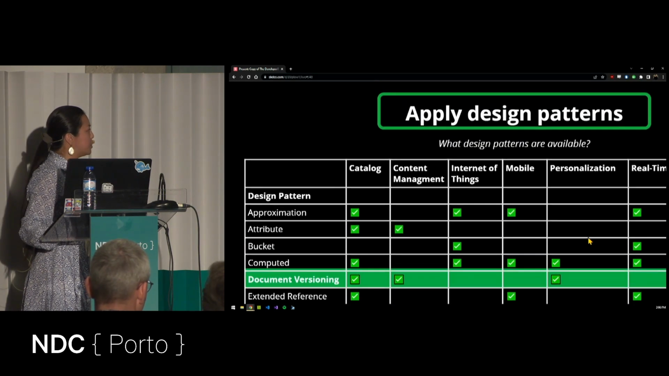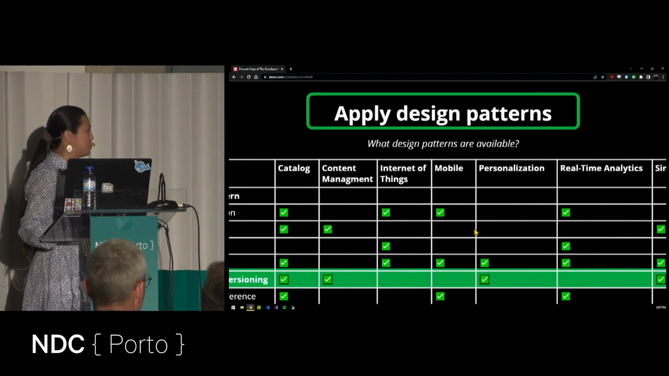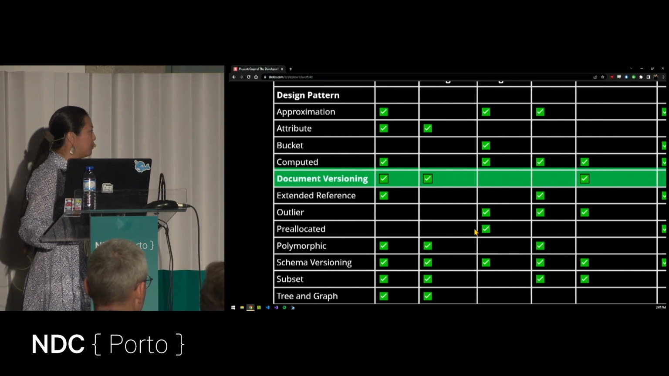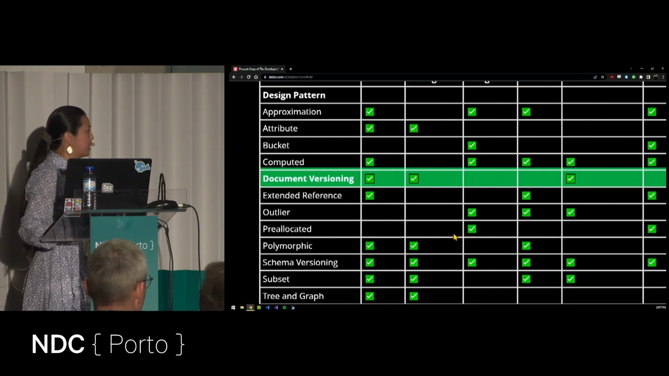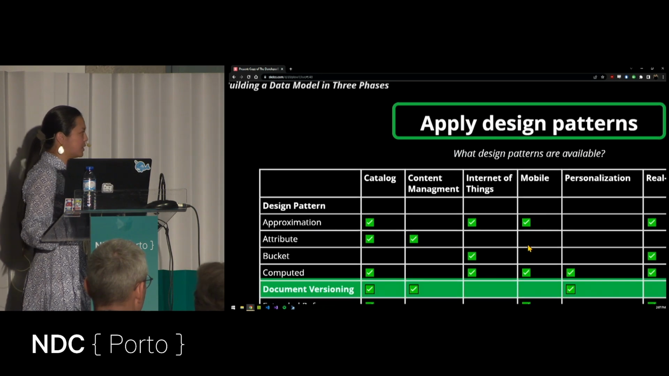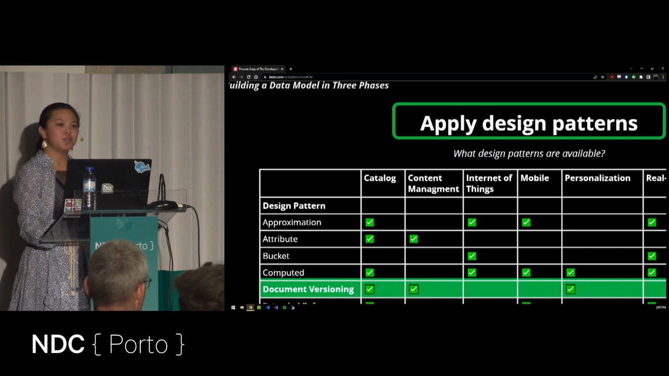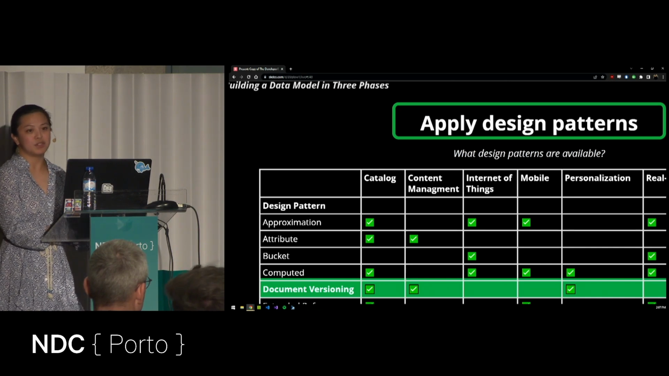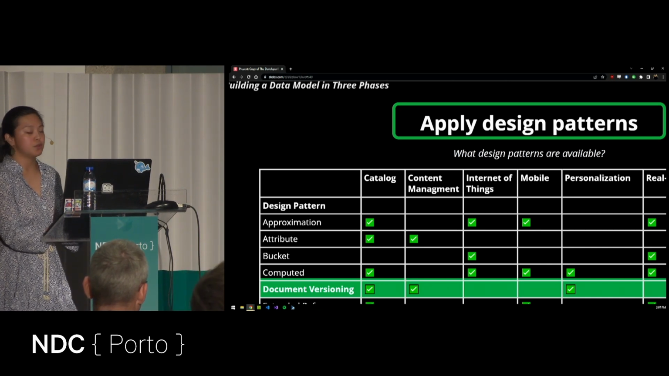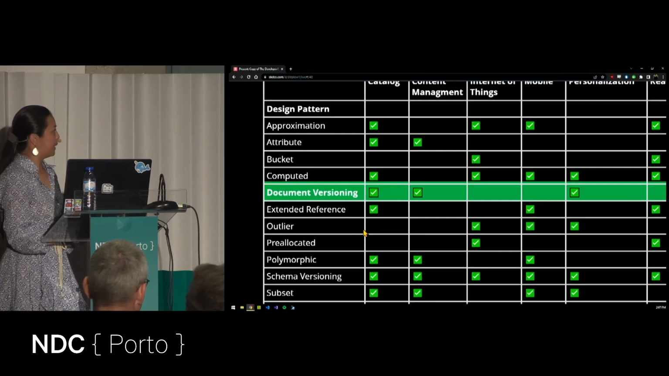If we take a look at the attribute pattern, that is also used in catalog or content management and single view patterns. And then polymorphic, which is the one that we did speak about, is used on the same ones as well as mobile. So this is just, again, a generic chart of what types of patterns you usually see in different applications because they're the best use case for those types of applications. So these are the other patterns.